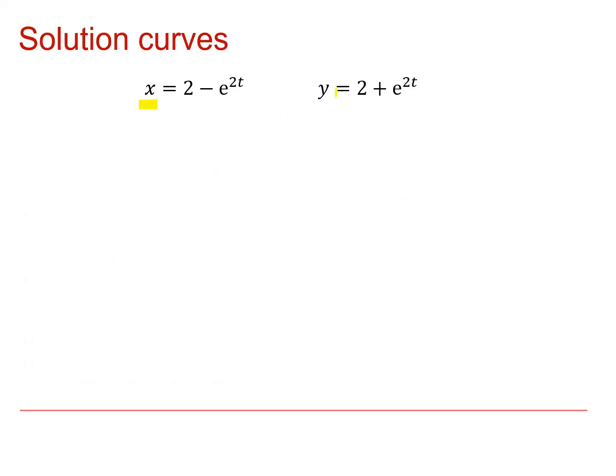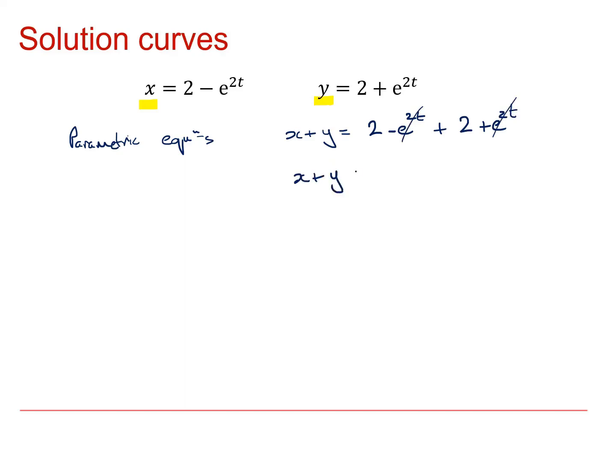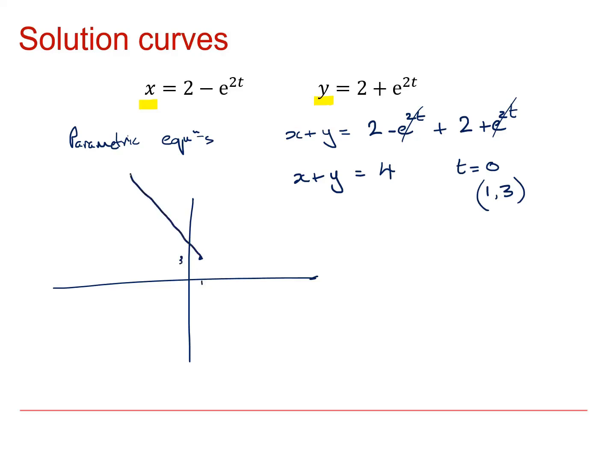So what about the behaviour of x against y? If we think of this as a pair of parametric equations with parameter t, so x is some function of t and y is some function of t, then if I add x and y together, x plus y is going to be 2 minus e to the 2t plus 2 plus e to the 2t. Those bits are going to go, giving me just x plus y is equal to 4. The other thing I know is that if t is equal to 0, then it goes through the point 1, 3. So I can now plot that on a pair of axes for x and y, and it'll start at this point here, that's 1, that's 3, and it'll go that way, like that.